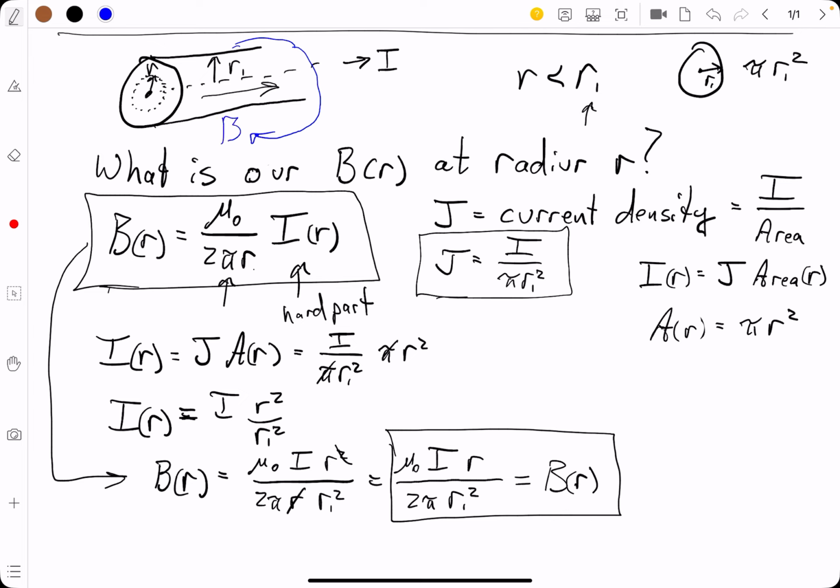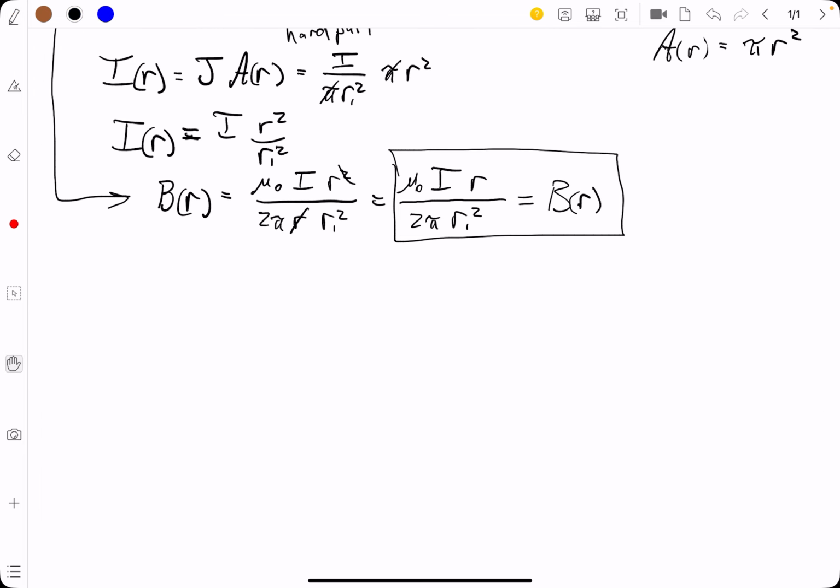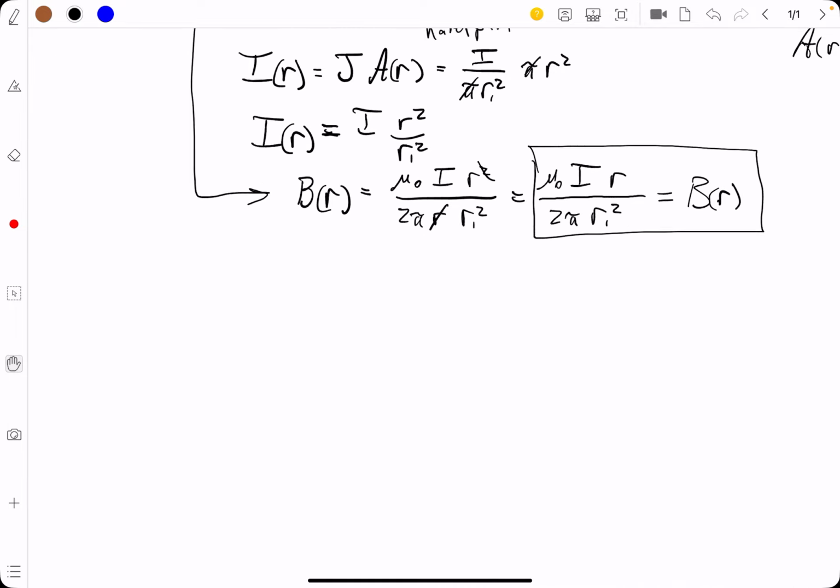If I say that this way is positive and this way is negative, then I have a positive B field in the theta hat direction. Okay, so nice. All right, so let's do another one.